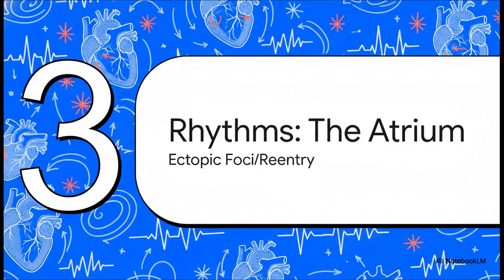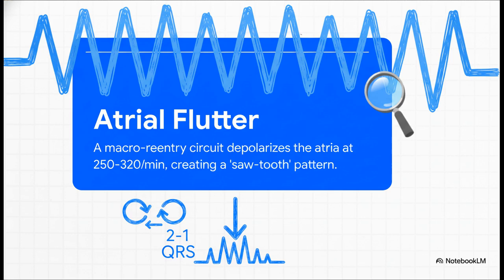All right, let's move down a level into the atria. The rhythms that start here come from one of two places, either an ectopic focus, which is just a spot that's not the sinus node firing off, or from some kind of messed up re-entry pathway inside the atrial muscle itself. Atrial flutter is a textbook example of what we call a macro re-entrant arrhythmia. What's happening is you have this one big organized electrical loop going around and around, depolarizing the atria at a ridiculously high rate.